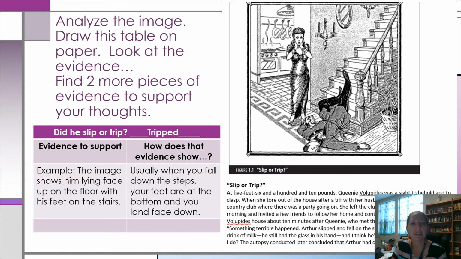So I want you to think about your analysis. What do you think? Did he slip or was he tripped, okay? Pause the video here and add at least 2 more pieces of evidence from the picture to support whether you think he slipped or tripped. Once you've added your evidence, explain how that evidence supports your claim, okay? So pause the video, add your evidence.